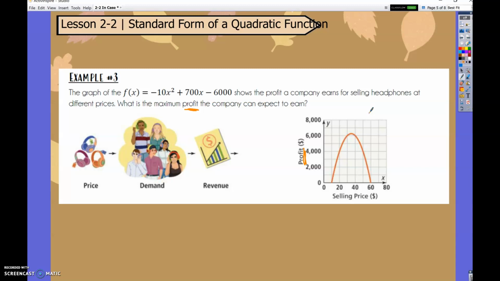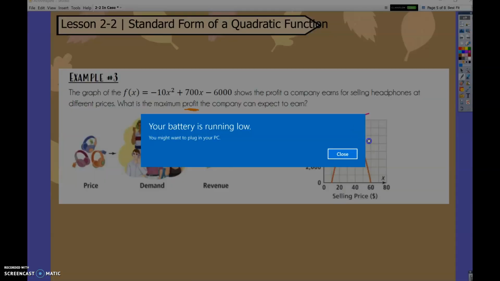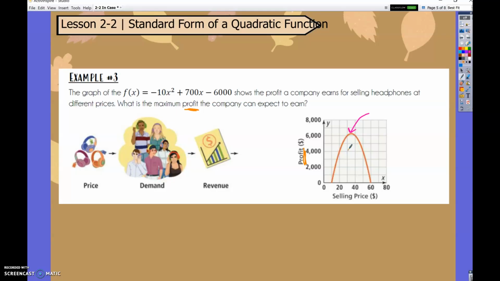So if I wanted to find that max profit, I am going to need to know the vertex. So to find the vertex of any parabola, I will use x equals opposite of b. So here's my b value, -700, all divided by 2 times my a value, which is -10. And I'd solve that. So I'd have x equals 35.